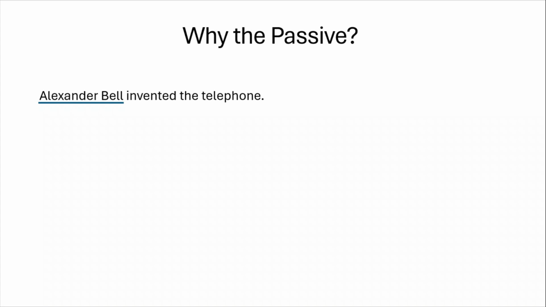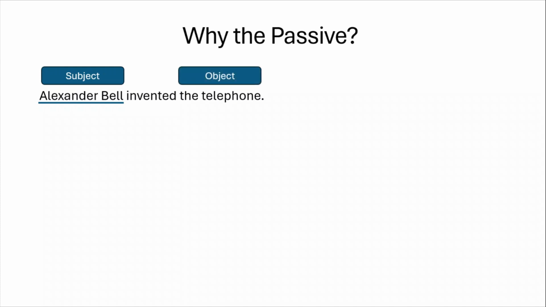Here's our original sentence again about Alexander Bell, and we can see here Alexander Bell is the subject and the object is the telephone. This is a simple active sentence, and what's important in this sentence is who, the person who completed this action or who invented the telephone.